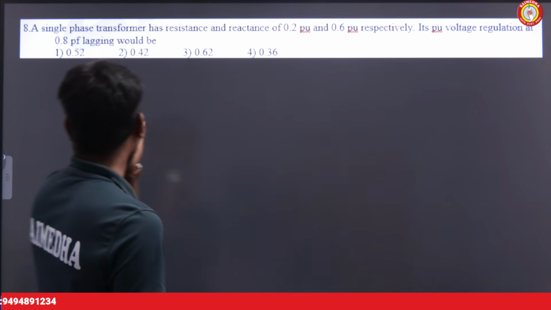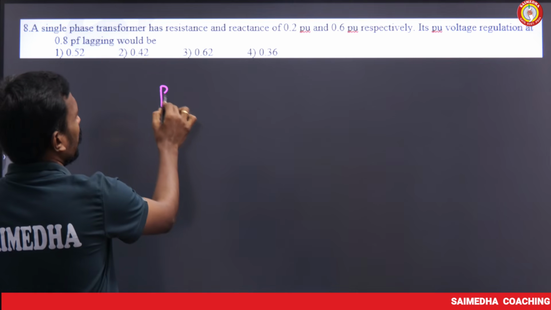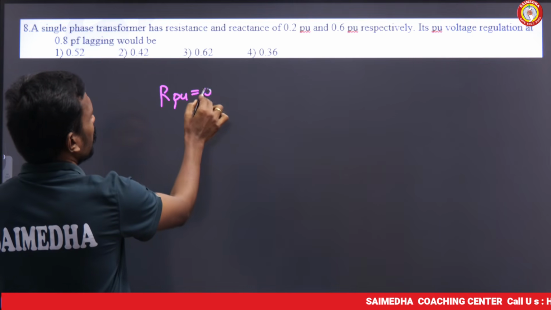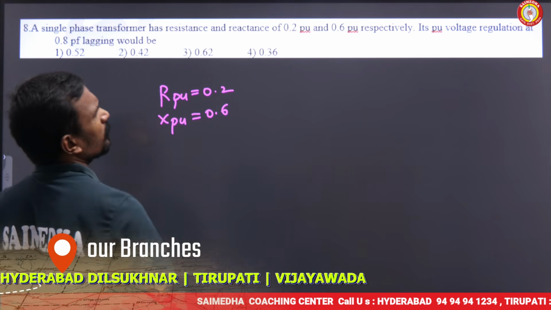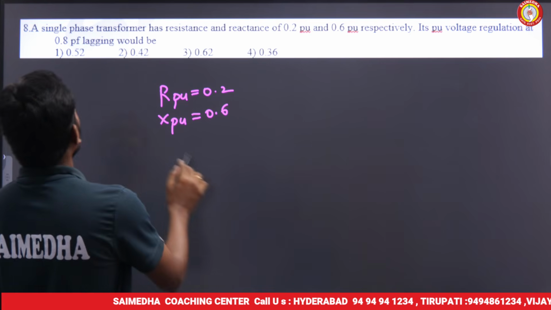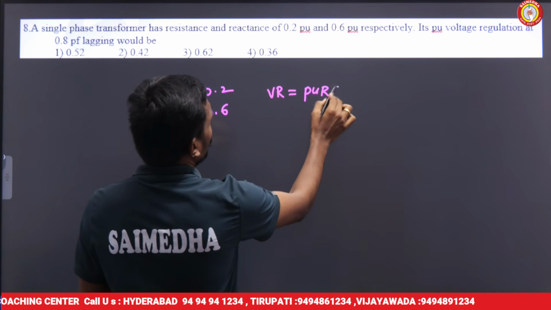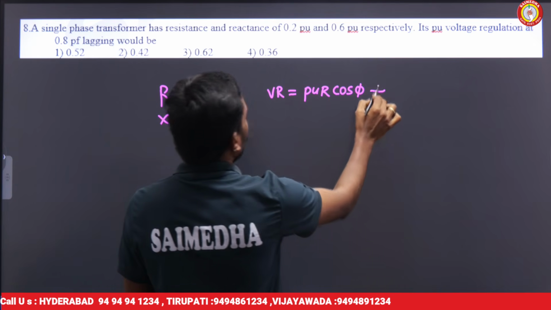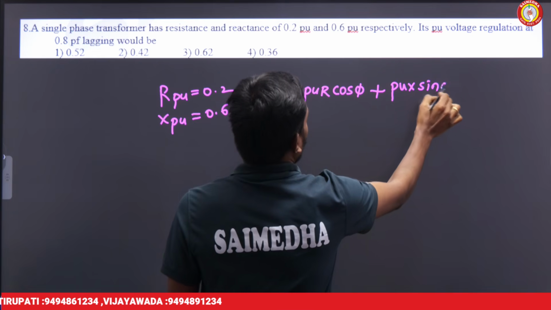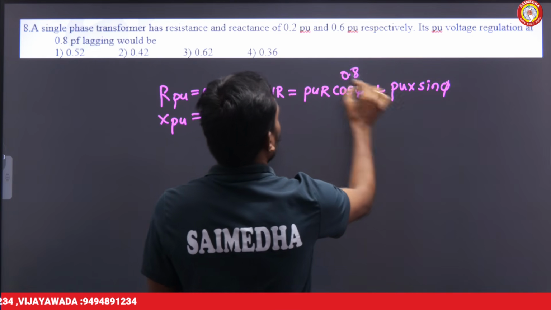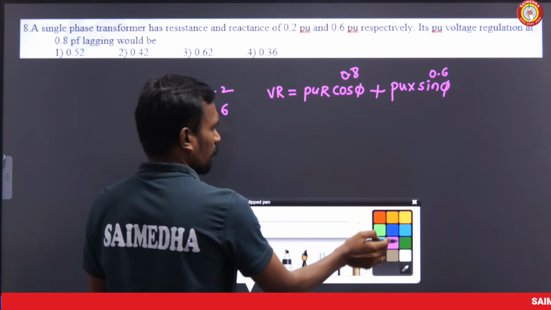Next. A single phase transformer has per unit resistance 0.2 and per unit reactance 0.6 given. Its per unit voltage regulation: voltage regulation is equal to per unit resistance into cos phi plus, because of lagging, per unit reactance into sin phi. Cos phi they have given as 0.8, so sin phi will be 0.6. Do the answer, sir.